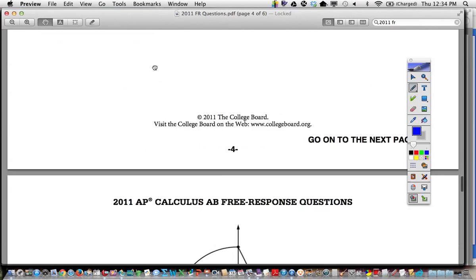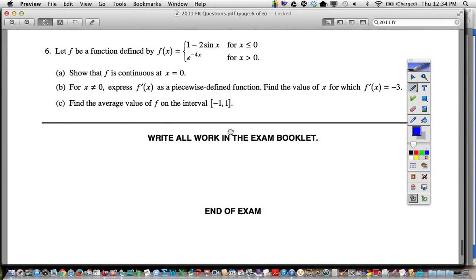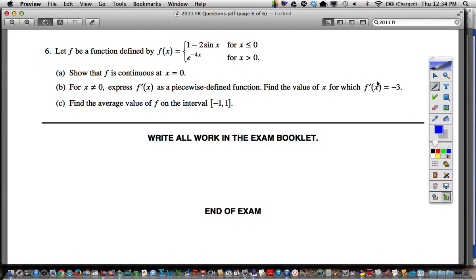All right, so let's go on. We did number 4 yesterday. Number 5 we're going to come back and look at here in a little bit, which I did not assign you yesterday. But we've certainly seen a problem like this before.